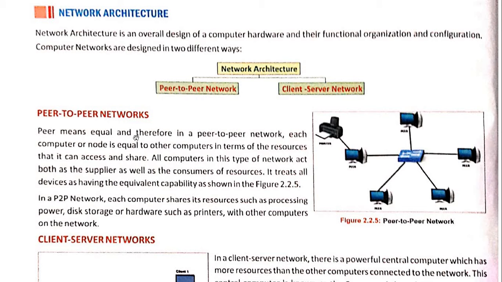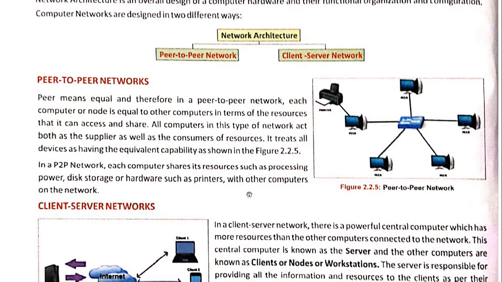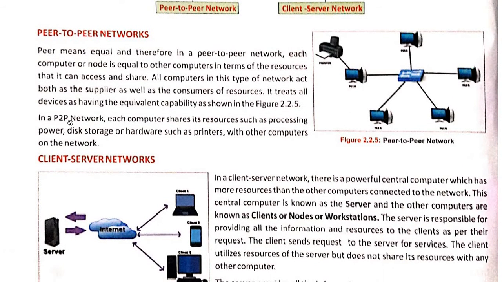See, peer means equal, and therefore in a peer-to-peer network, each computer or node is equal to the other computers in terms of the resources that it can access and share. Means to say, in a peer-to-peer network, all the computers have the same resource. This is the central resource, and it is shared by this computer, this computer, this computer, this computer, and this computer. So all these five computers have access to the same resource, and it is equal. It is also known as a P2P network.